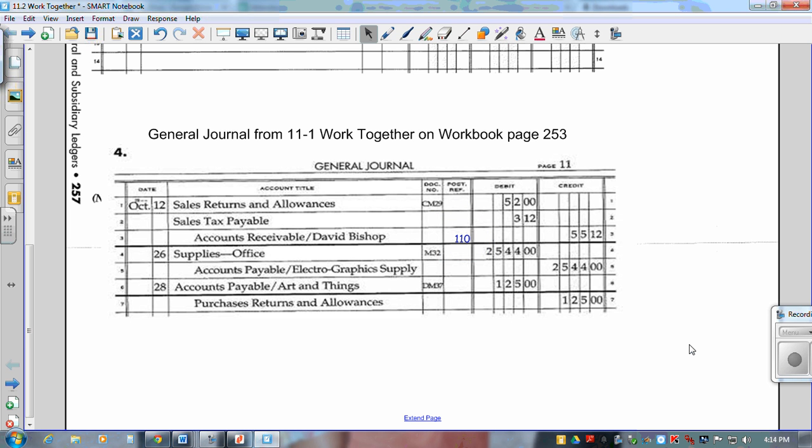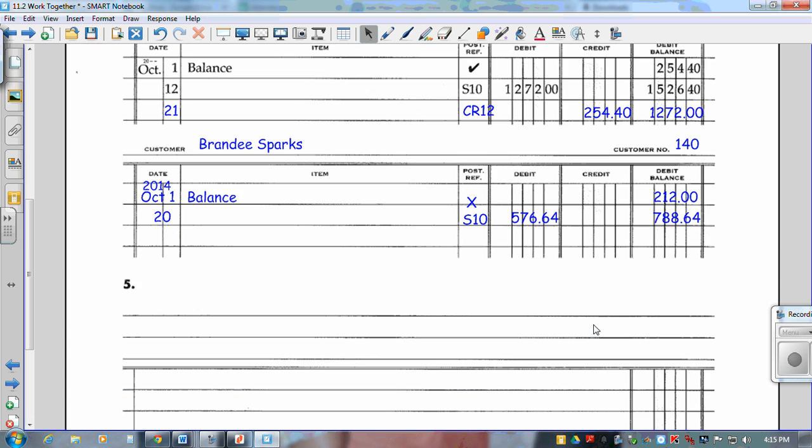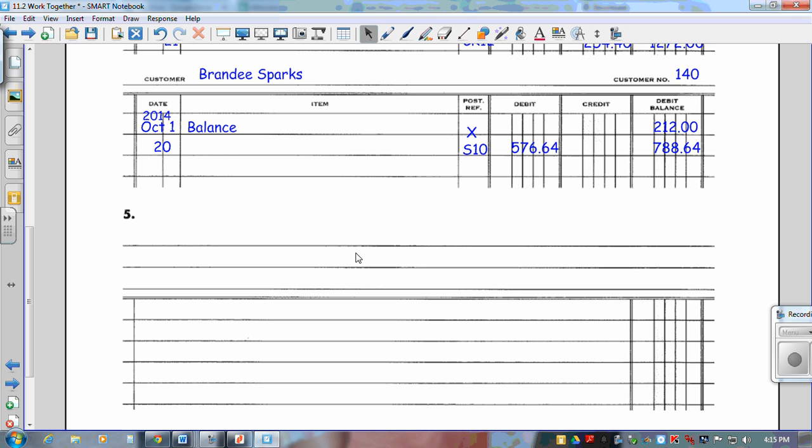Step number 5, we're going to prepare a schedule of accounts receivable for Graphic Inks on October 31st of the current year. So I'm going to go to my schedule of accounts receivable, which is right down here. It's going to make it handy. You can see it all at once. The accounts receivable balance in the general ledger on October 31st is $2,530.22. Am I going to type or am I going to write that number anywhere? No. That number is given to me so that I know if I have the correct answer when we get done.